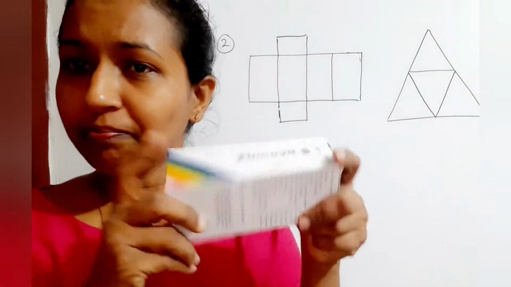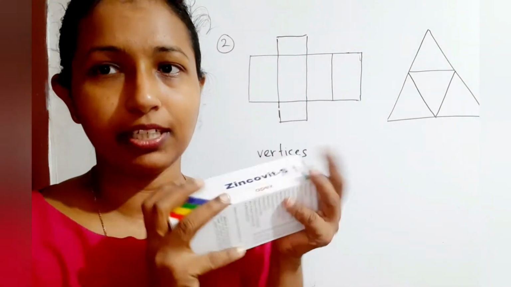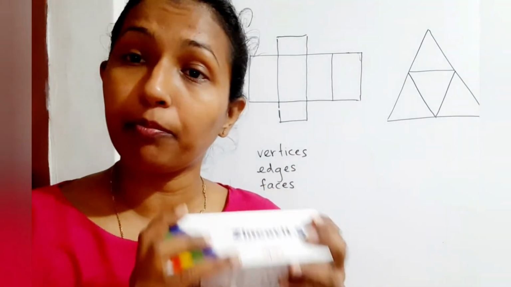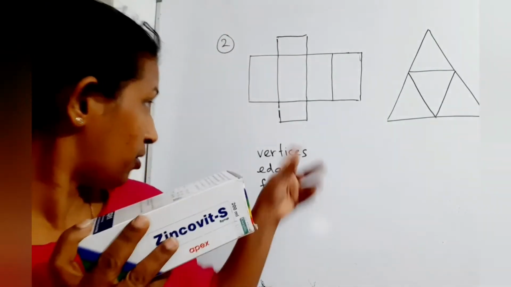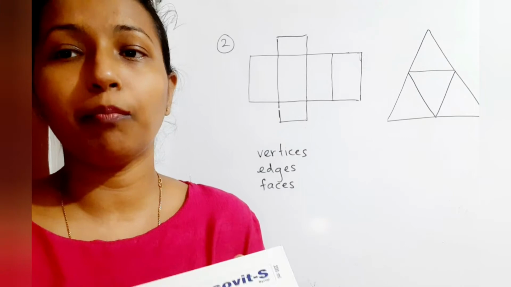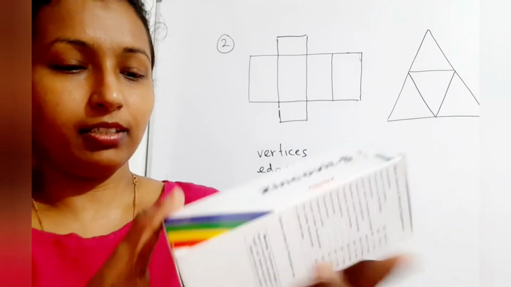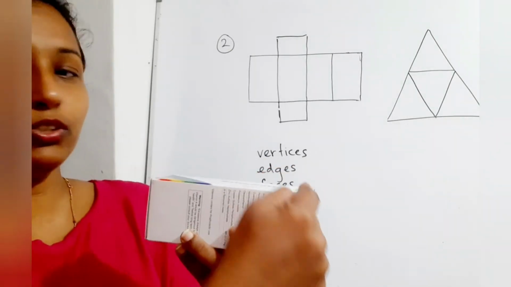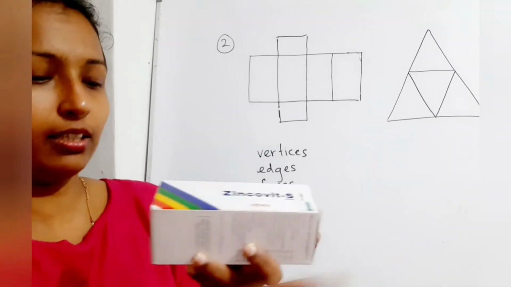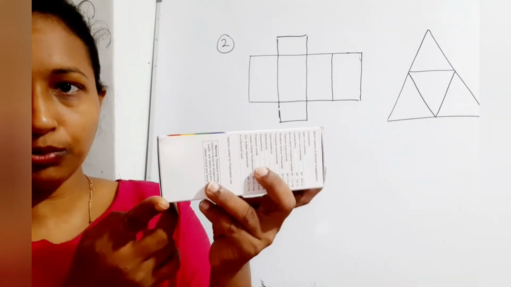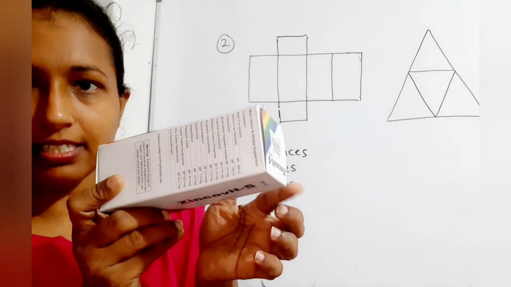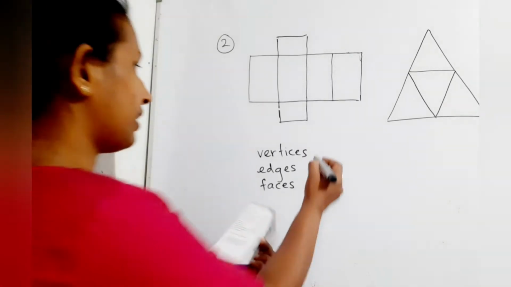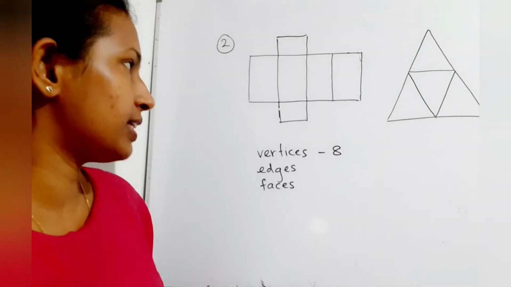Here this is a box, a box of a syrup bottle. So Putala, this is a cuboid shaped object. Can you tell me the number of vertices here? Yes, you can see here: 1, 2, 3, 4, 5, 6, 7, 8. 8 vertices. So you can write, number of vertices is 8.